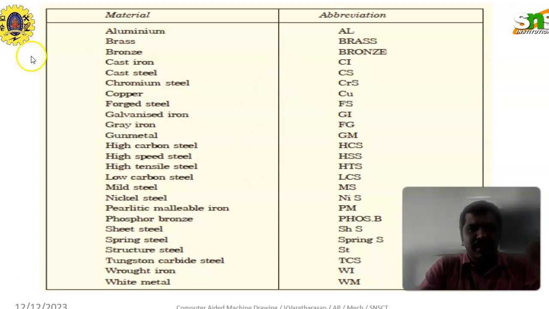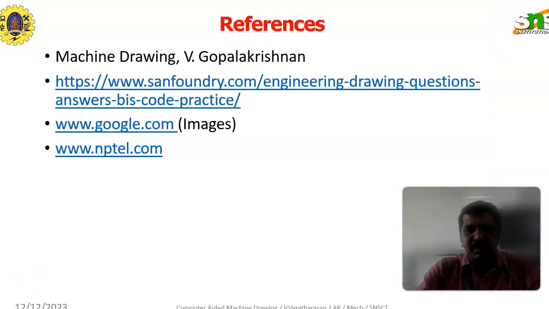Cast steel, chromium steel, copper, forged steel, galvanized iron, gray iron, gunmetal, high carbon steel, high speed steel, high tensile steel, low carbon steel, mild steel MS, nickel steel, malleable iron, phosphor bronze, sheet steel, spring steel, structural steel, tungsten carbide steel, wrought iron, white metal. These are the things we use in the abbreviation part. The reference books we are using are Dr. V. Gopalakrishnan's machine drawing books and Google images.